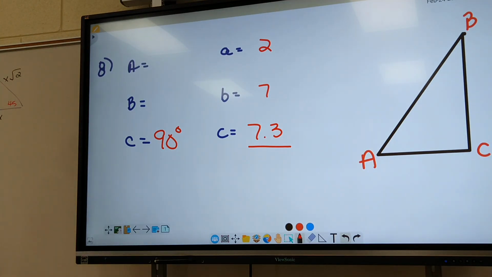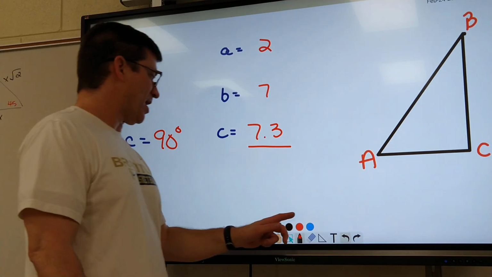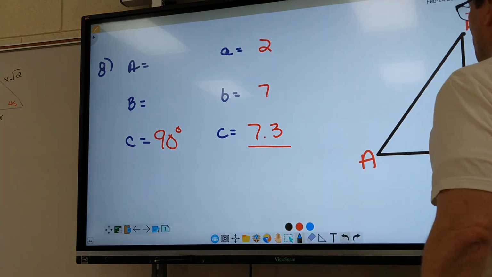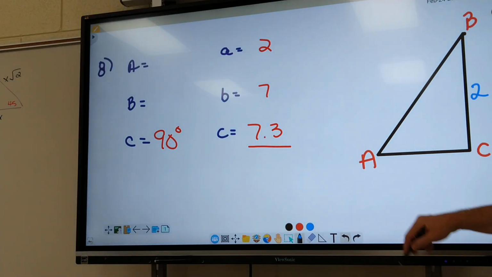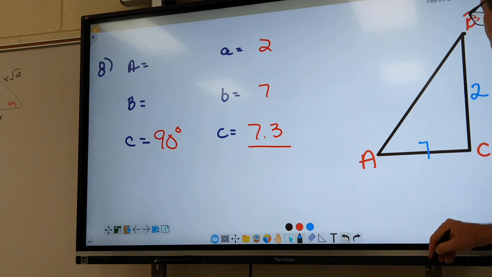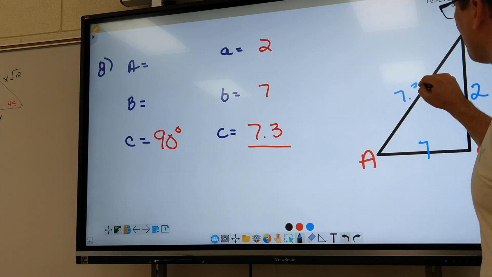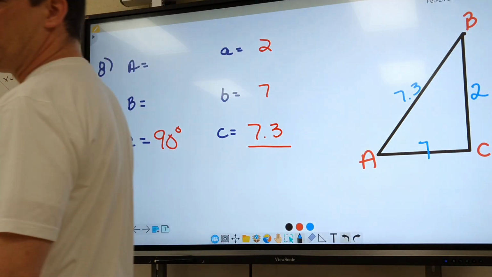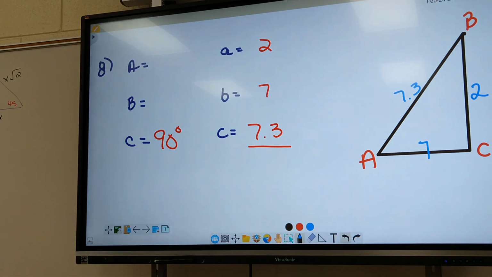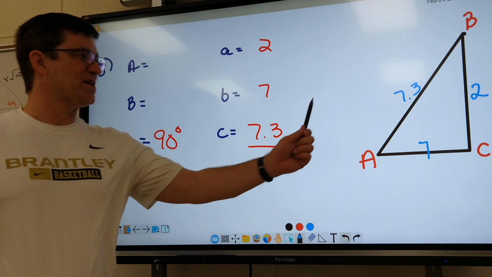All right, so now we've got to do something different. So I'm going to write down 2 goes on side A, that's here. 7 goes on side B, that's there. And this side is 7.3. Just use that same triangle up top. Y'all can just erase it every time you draw. All right, so I've got a number on every side this time.